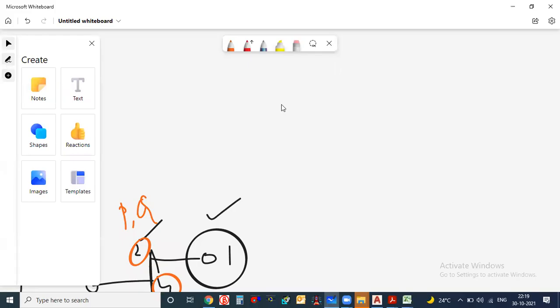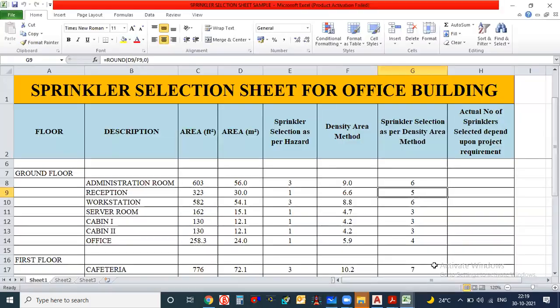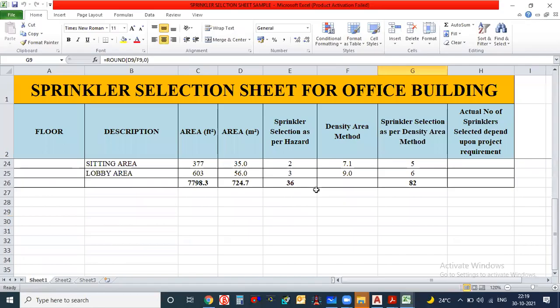No one is going to teach how to place the sprinklers, because that is common understanding. You have to understand how you are going to place the sprinklers, and based on that, you have to check. This sheet, I have just created. Whatever the number of rooms, you can add it, just drag it. Whatever the formulas are written, you can get the results in a very quick time.